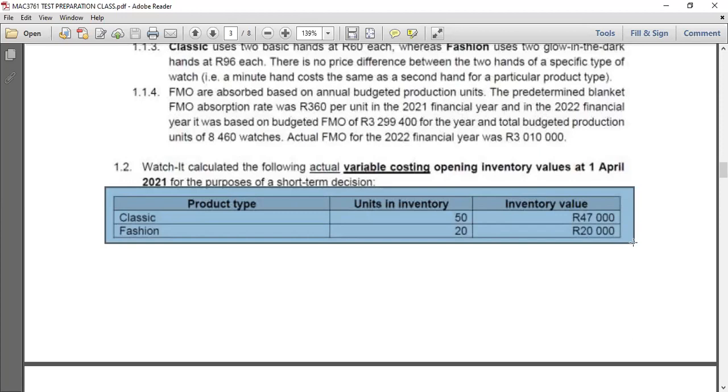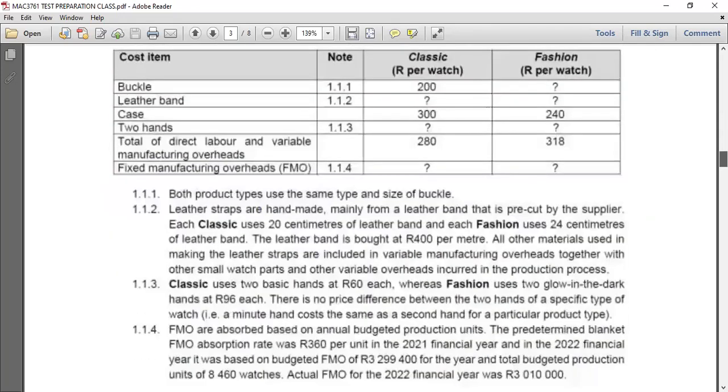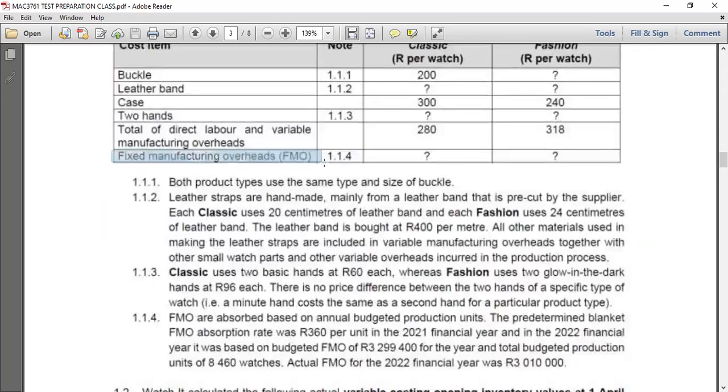If you are given the opening inventory according to variable costing, for you to get the opening inventory according to absorption costing, you take that variable costing inventory, then you add the total manufacturing overheads allocated to that inventory. And if you are moving from absorption to variable, let's say you are given the absorption one and you want the variable, you have to subtract the manufacturing overheads. Right, to get our information, we have to go to fixed manufacturing overheads here.